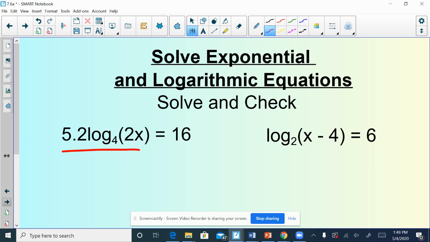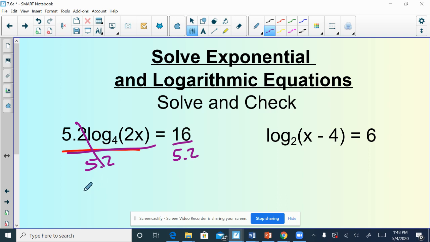I already showed you guys this slide because remember, this problem you're going to have to do a step first. You are going to have to solve for log base 4 of 2x. I think you guys probably have a good idea of how to do this because we've seen these types of things for years. We want to get rid of this 5.2. That 5.2 is being multiplied. So of course I'm going to divide both sides by 5.2.